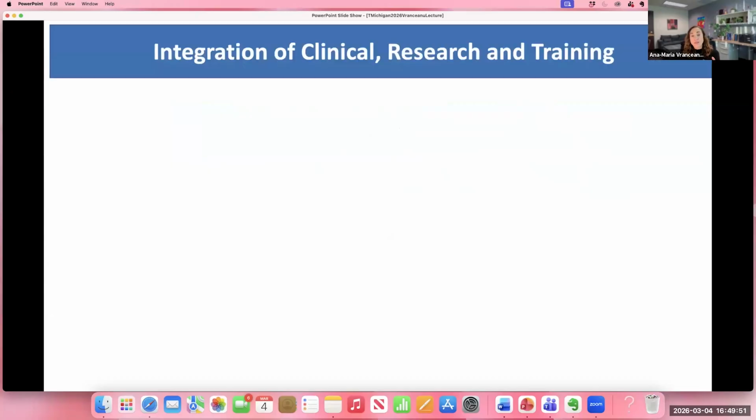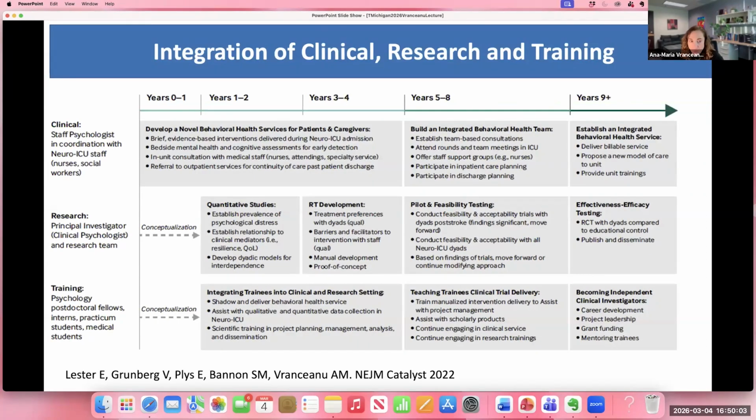I also want to talk a little bit about this idea of integration of clinical research and training, which is really something that we have tried to do from the beginning. There's a paper that we published in 2022, and this is a table from that paper that shows the progression and where we want to go. Again, we started with more clinical work, really trying to understand what was going on in the Neuro ICU and what else we needed to do.